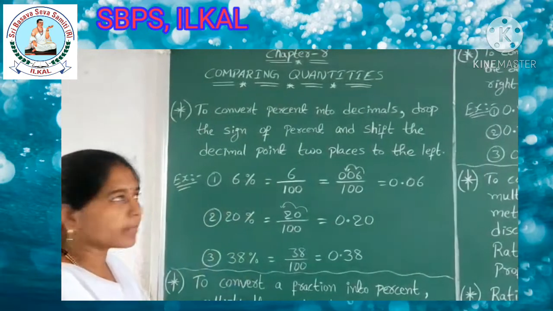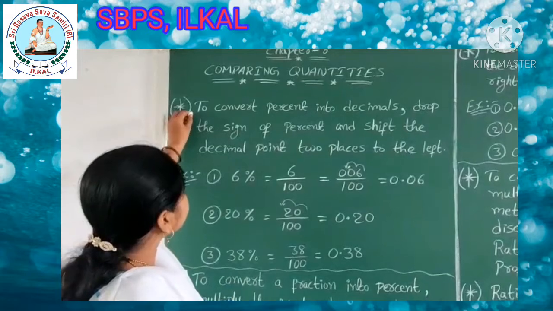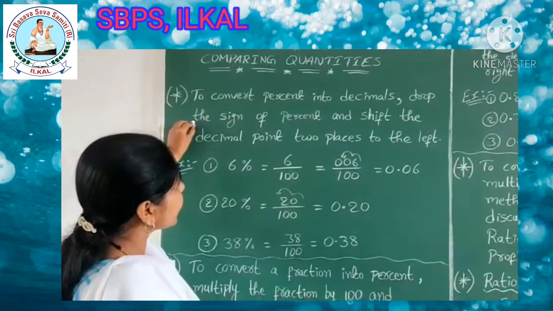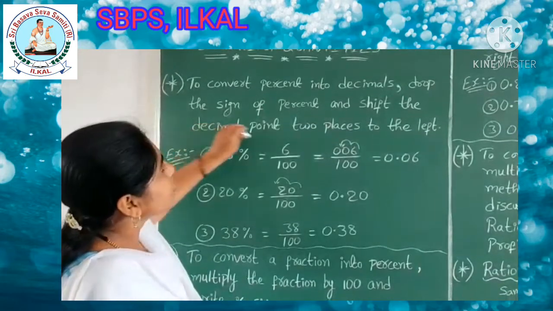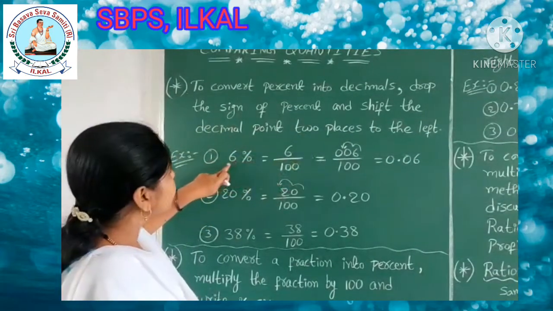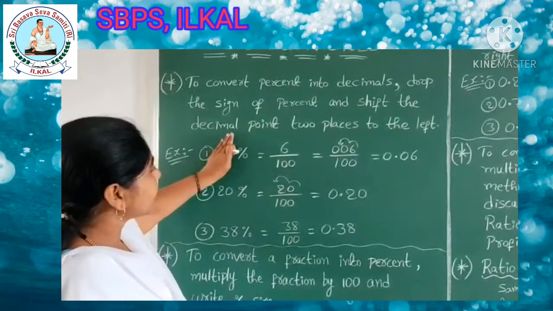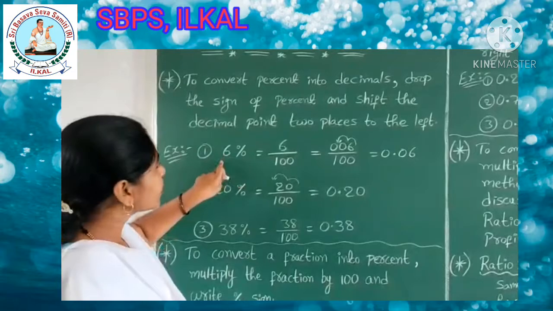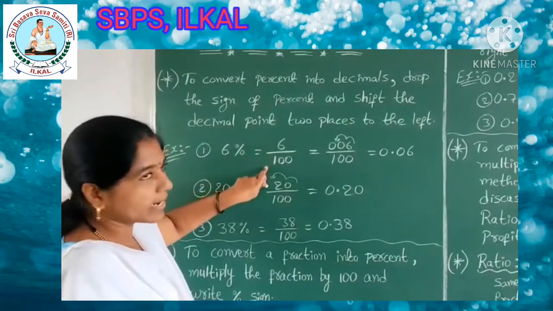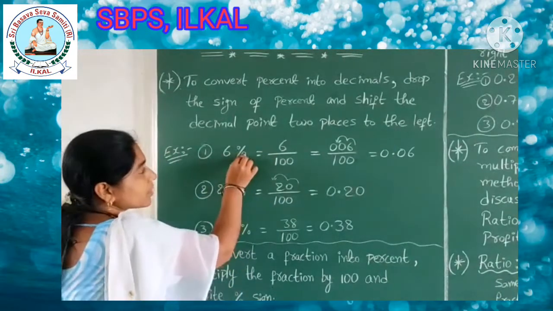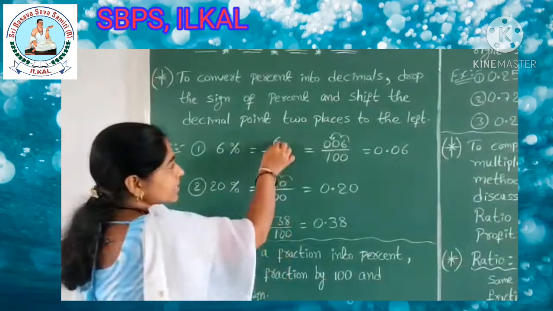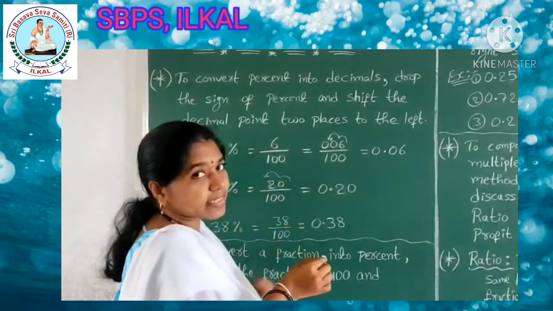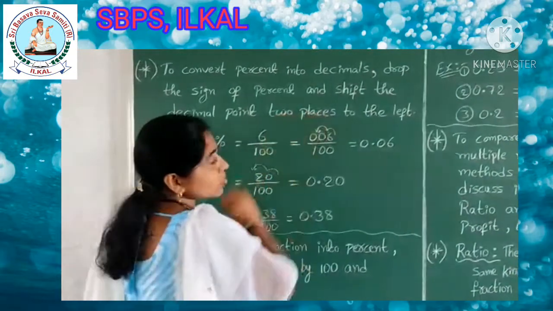Let's begin with some important points. First one, to convert percent into decimals, drop the sign of percent and shift the decimal point 2 places to the left. For example, 6 percent, if I put this symbol, it became 6%. This we can write in fraction as 6 by 100. Actually, percent means, children, for 100 we will compare, that is 6 by 100. This fraction we can convert to decimal by shifting 2 places to the left.